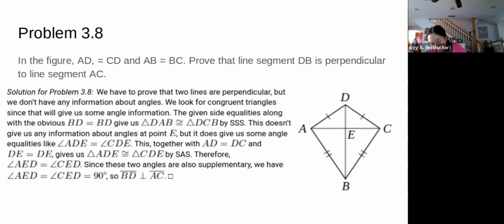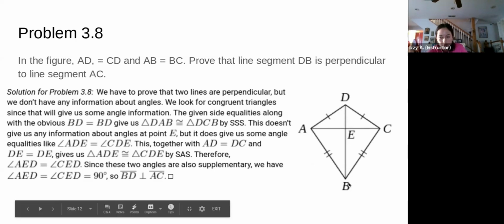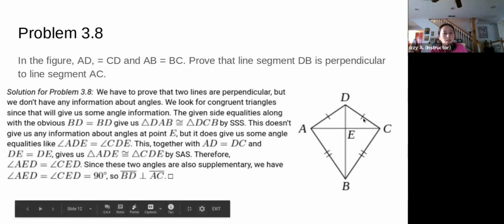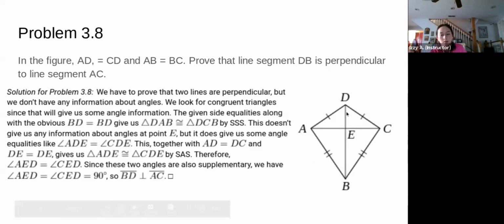And given these side equalities, and seeing that BD is equal to BD, that's going to give us DAB is congruent to DCB, because we see that DC is equal to AD, CB is equal to AB, and then DB is equal to DB itself. So that's going to give us triangle DAB is congruent to triangle DCB by SSS.